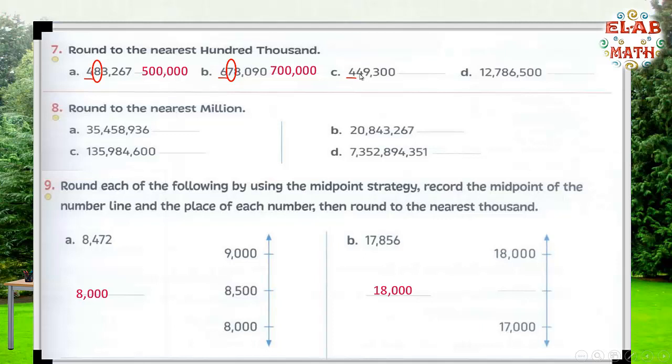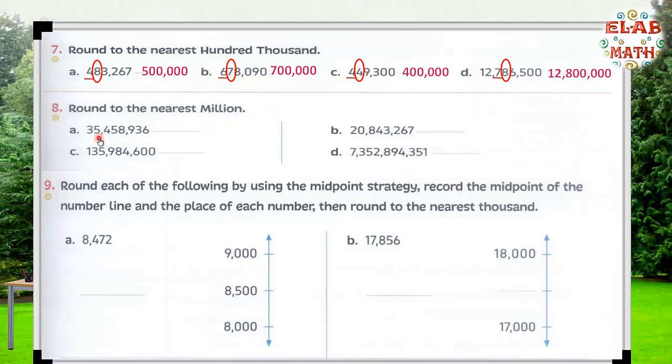Next one, we have 4, and here we have 4. 4 is less than 5, that means you should write without any change. 400,000. Next one, where is thousand place? Thousand place 7, and next digit is 8. 8 is more than 5, you should add 1 to 7 to be 12,800,000.